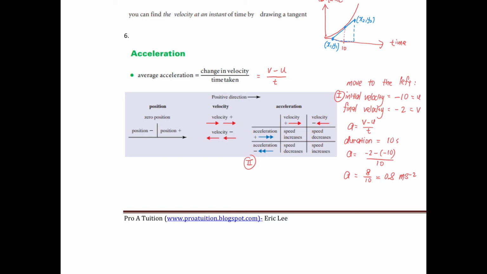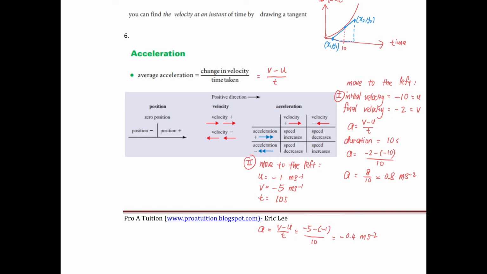Okay, so it's moving to the left again. Now let's say initial velocity is negative 1 and final velocity is negative 5, and this happened in 10 seconds. So in order to count the acceleration, we use v minus u over t. So the v is minus 5, the u is minus 1, the time is 10. So you will end up with negative 0.4 meter per second squared.